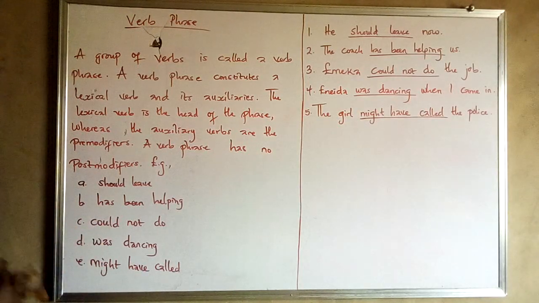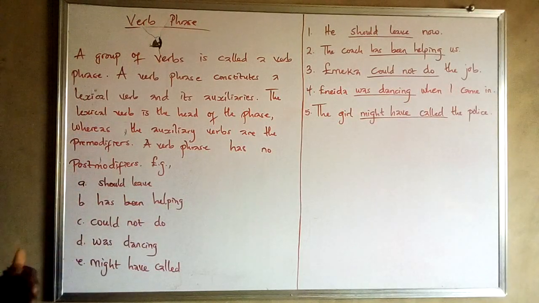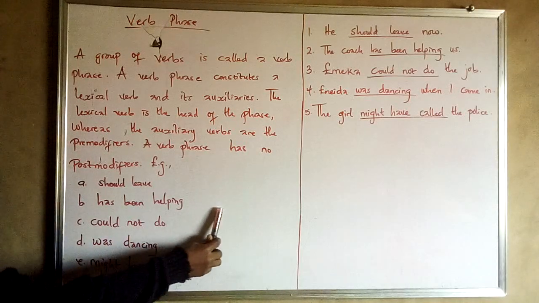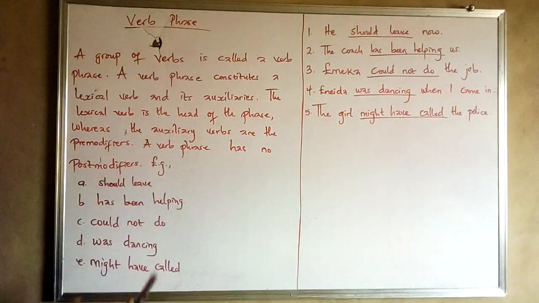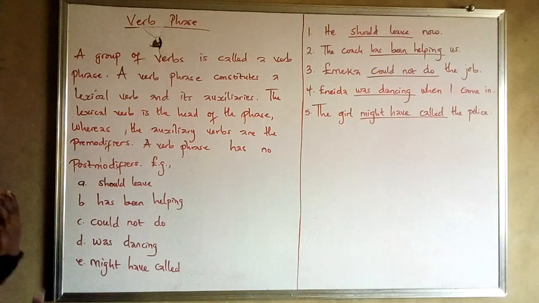They are premodifiers, that is, they bring about modification to the head of the phrase. So they are premodifiers. Had they come after the head of the phrase, they would have been called postmodifiers. But a verb phrase has no postmodifiers, so we say they are the premodifiers because they come before the head of the phrase and they bring about modification to the head of the phrase.